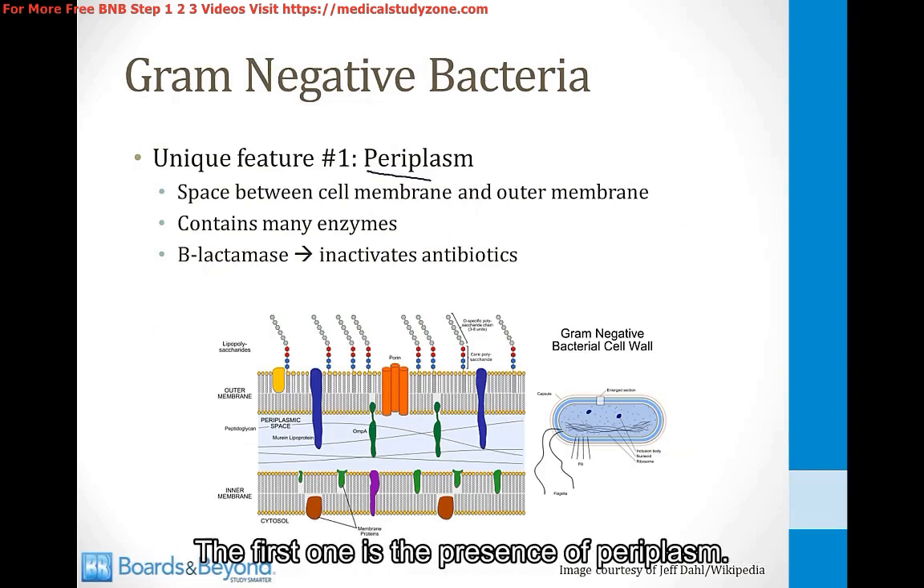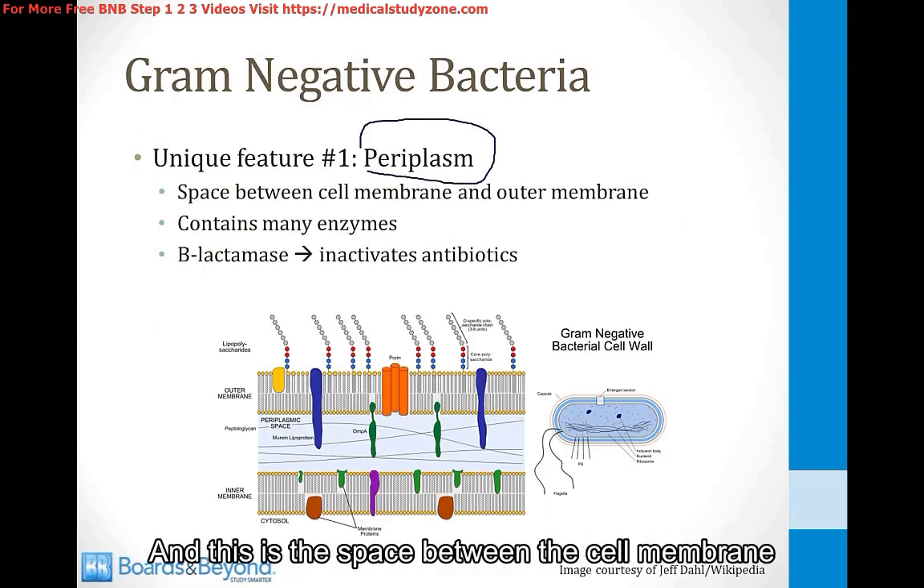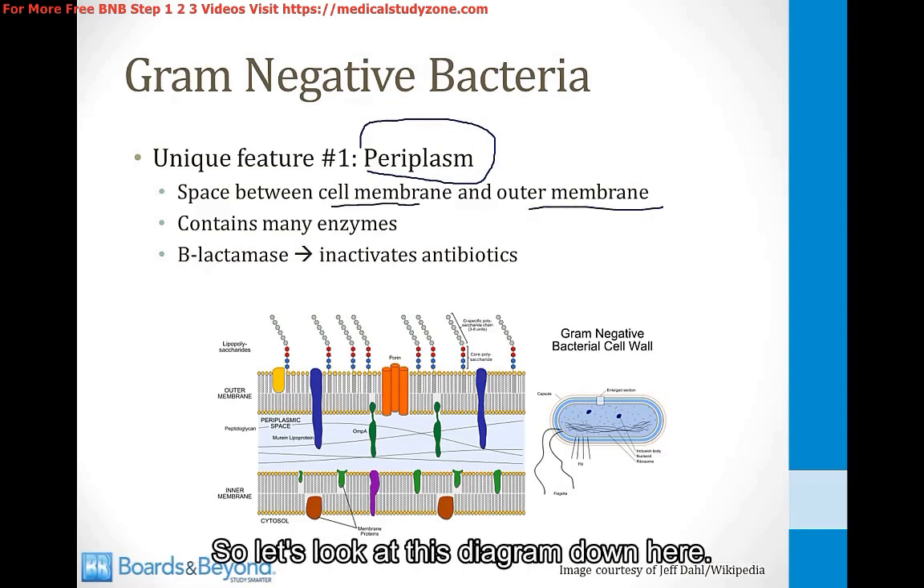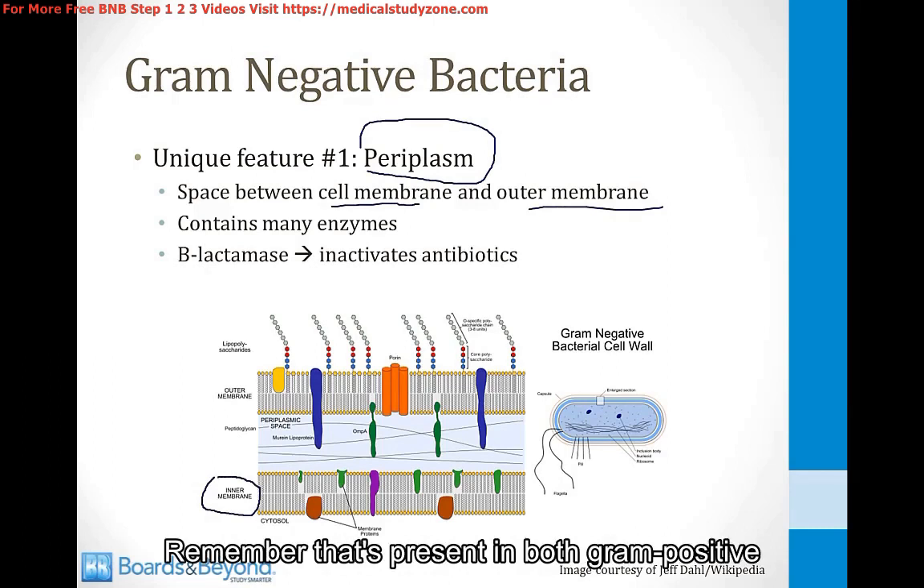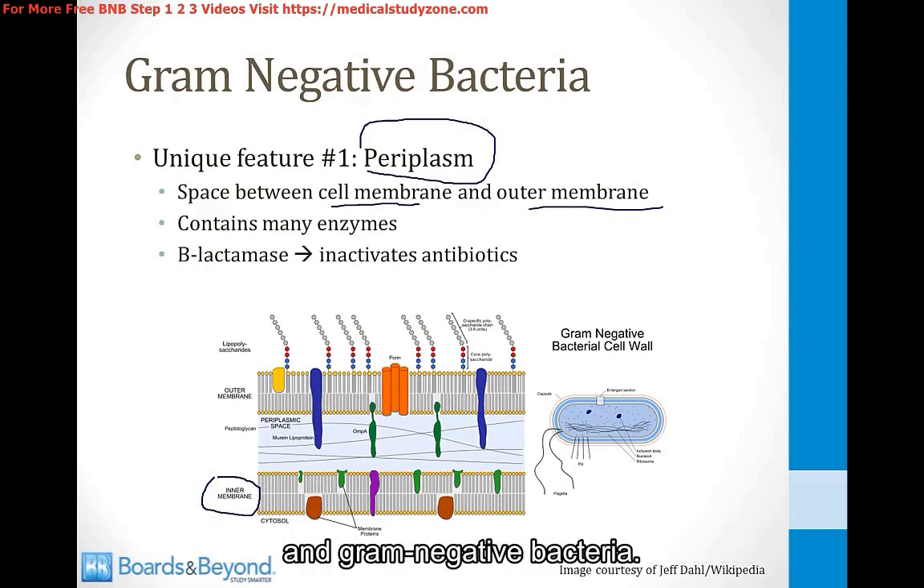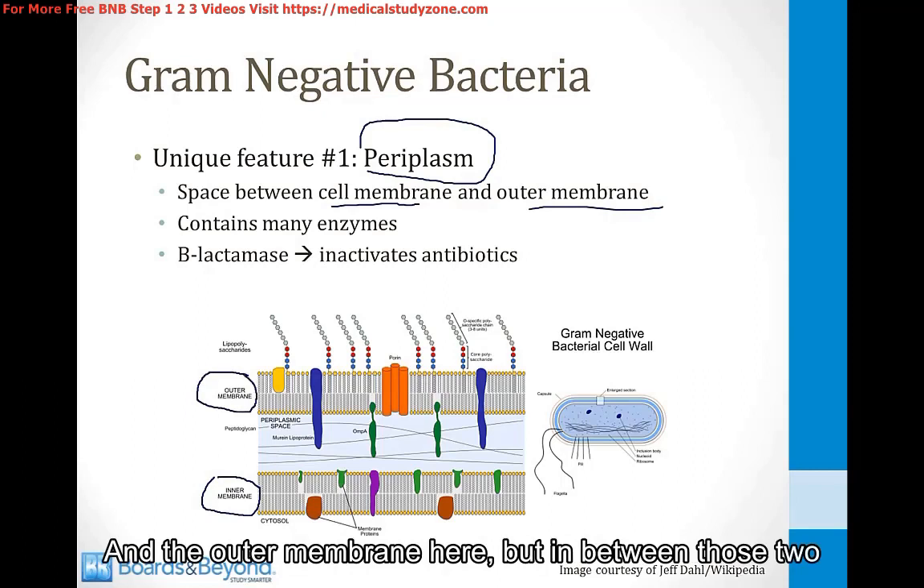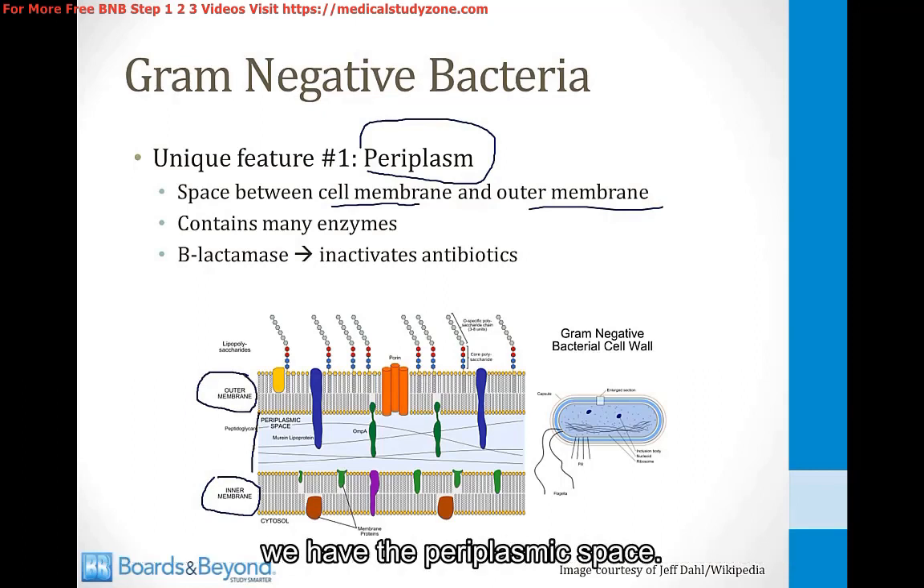The first one is the presence of periplasm, and this is the space between the cell membrane and the outer membrane. So let's look at this diagram down here. We've got the inner membrane right here. Remember, that's present in both gram-positive and gram-negative bacteria, and the outer membrane here. But in between those two, we have the periplasmic space.